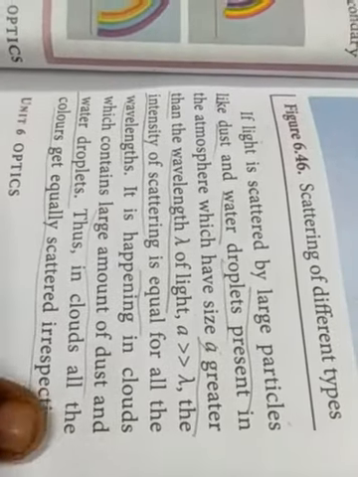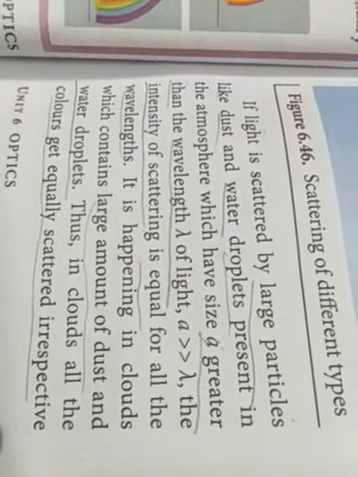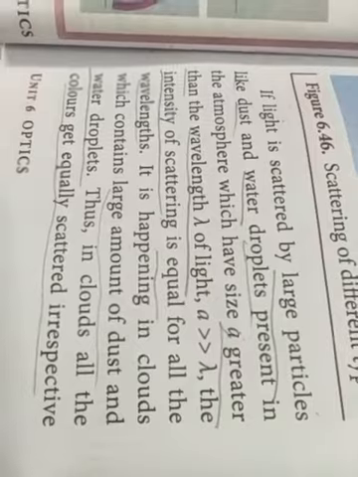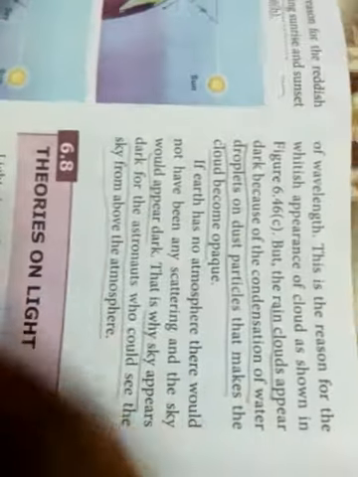This happens in a cloud, which contains a large amount of dust and water droplets. In the cloud, all the colors get scattered equally, irrespective of the wavelength. This is the reason for the whitish appearance of the cloud.